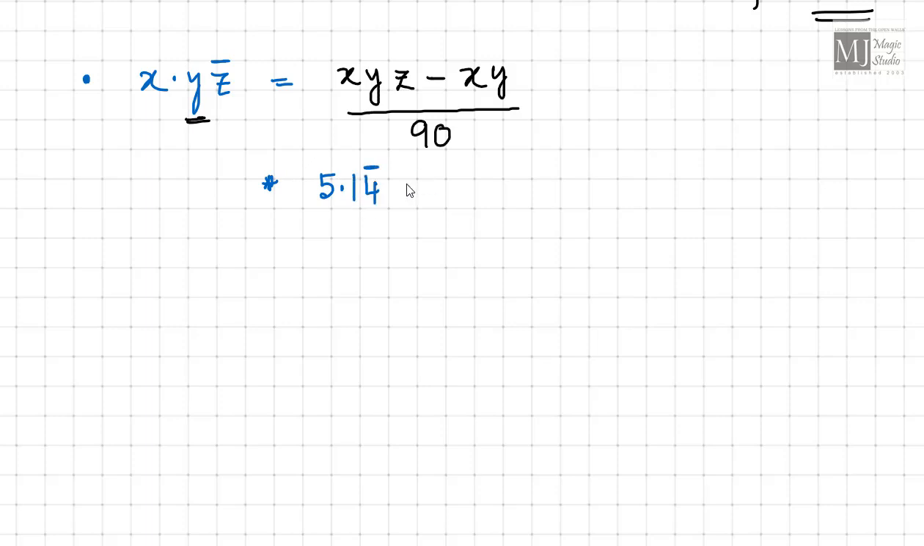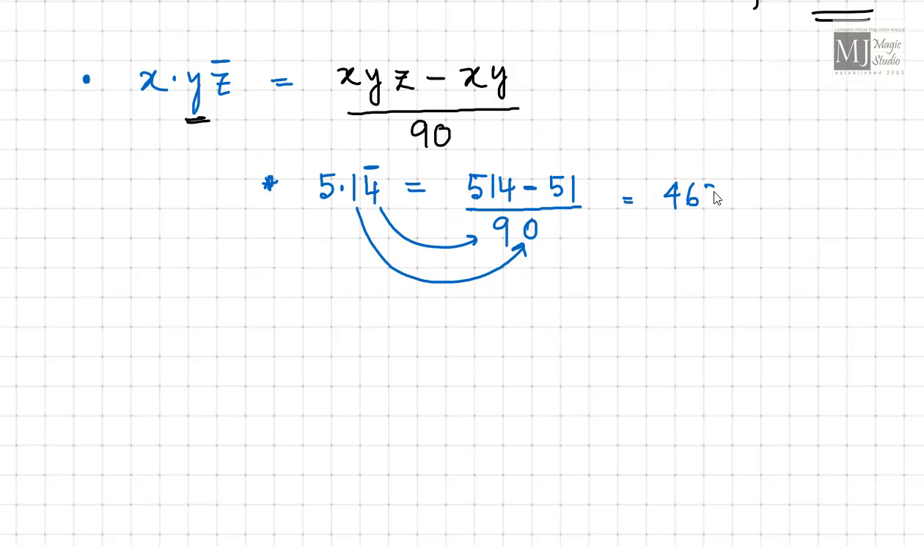Let me take 5.14 recurring on 4. 3 digits, 514 independently written. Deduct non-recurring digits. 51 divided by how many 9s we should be placing? 1 9 because we have one digit on the recurring mode. How many zeros should be there? 1 0 with a 9 because we have one digit non-recurring after this. So finally it boils down to 463 by 90.